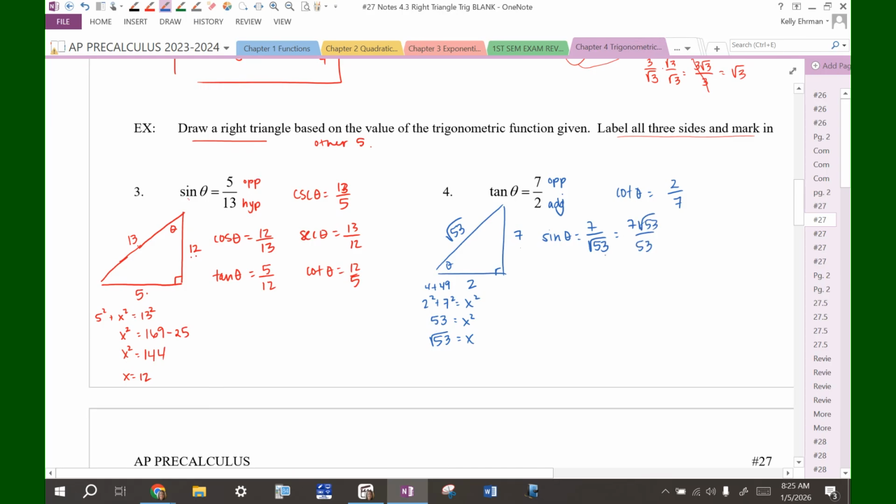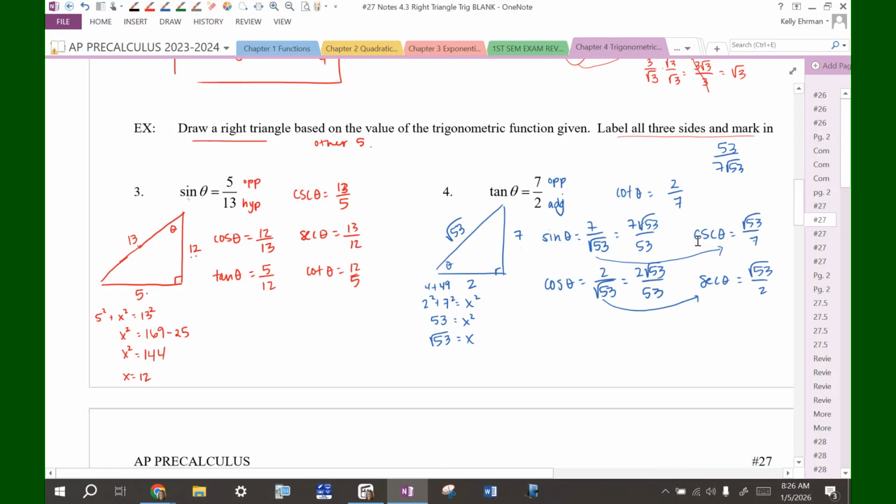I like writing the unrationalized version first because remember, when we go to flip this for cosecant, instead of doing 53 over 7 radical 53 and having to rationalize that, just go back to this one and take the reciprocal of 7 over radical 53 and you get radical 53 over 7. And then cosine theta is 2 over radical 53. So similar story here. We get 2 radical 53 over 53. But when I go to take the reciprocal of that to get secant theta, that's just going to be radical 53 over 2.